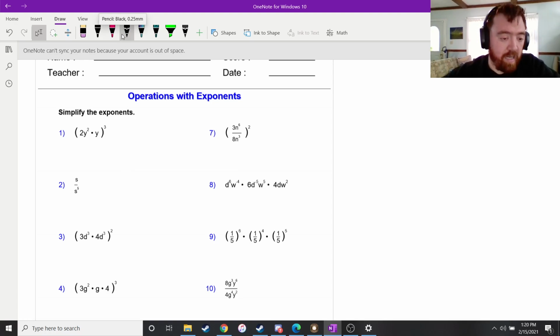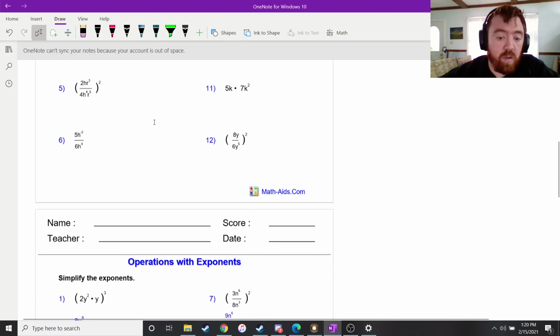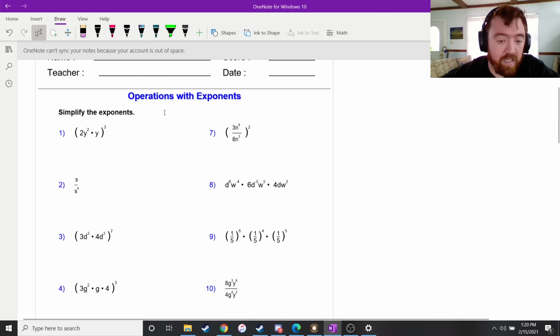I told you I would give you guys some more examples and show you how to do some of this stuff. So this part here kind of covers everything that we've done. This is one of your guys' review sheets that I gave you. It's called Operations with Exponents, but we've got a little bit of everything in here. Okay, so I'm going to go ahead and get started. I'll just walk you through each problem.